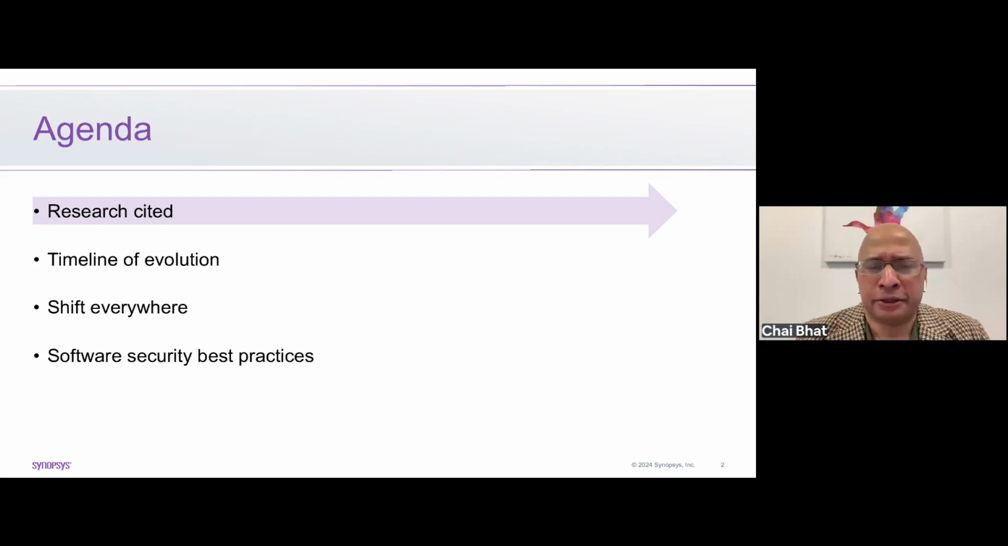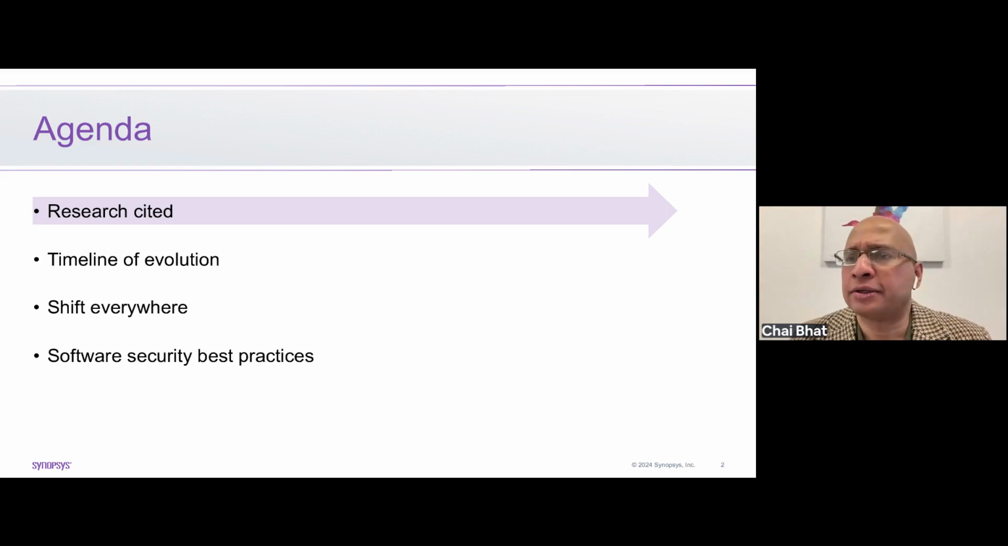So let's get started. Here's the agenda for today. This presentation is primarily derived from 3 pieces of research, so we'll start talking about those. Then we'll talk a little bit about the timeline of evolution for security testing within organizations, and especially in the software development lifecycle. Then we'll talk about Shift Everywhere. We'll dig deeper into it. What does Shift Everywhere mean? How did it come to be? And how has it evolved in the past? After that, we'll talk a little bit about where it's going in the future as well. And then finally, we'll end with some software security best practices that leading mature software security organizations are doing to deal with this Shift Everywhere phenomenon.